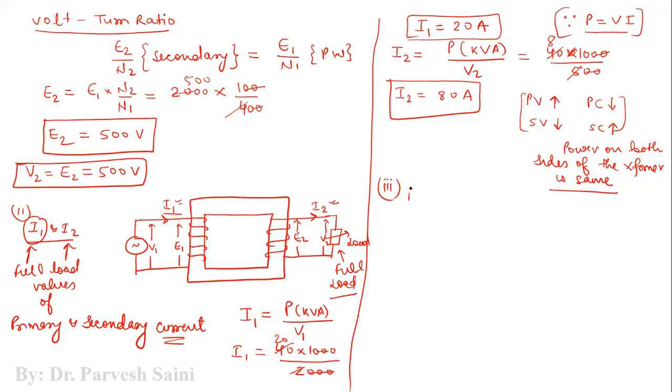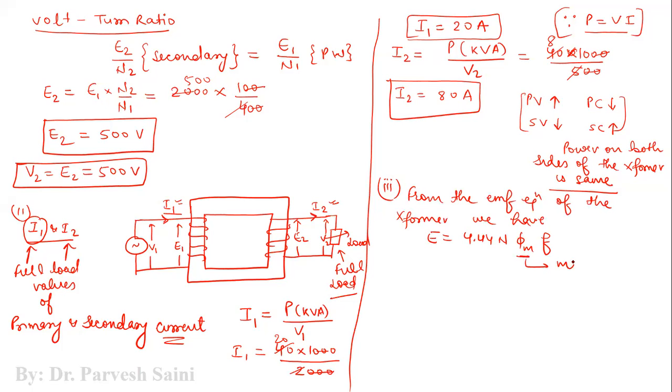Now from the EMF equation of the transformer, we have, now what is the equation? It is E is equal to 4.44 N phi M into F. So this is the peak value, or maximum flux, right? So phi M can be calculated. You can use any value. Let us take for the primary.